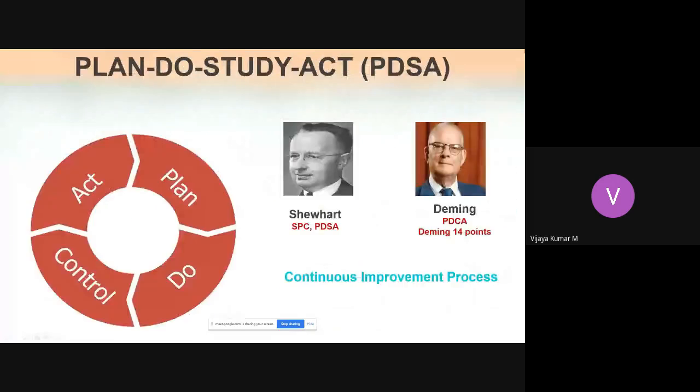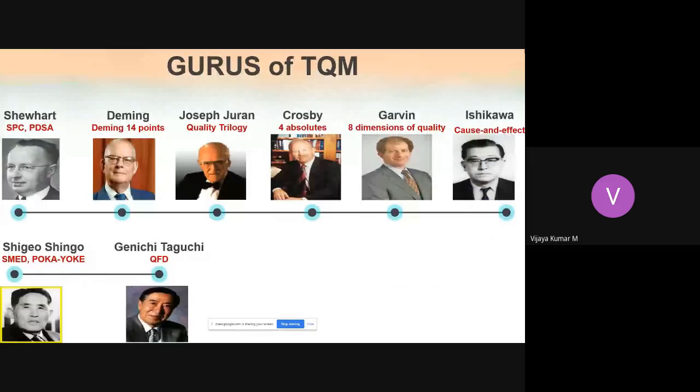In a brief overview, we were talking about different tools and techniques in total quality management, and we covered SPC, EDSA, Deming's 14 points, quality trilogy, 8 dimensions of quality, and cause and effect analysis. These are the techniques we covered up to the last class.